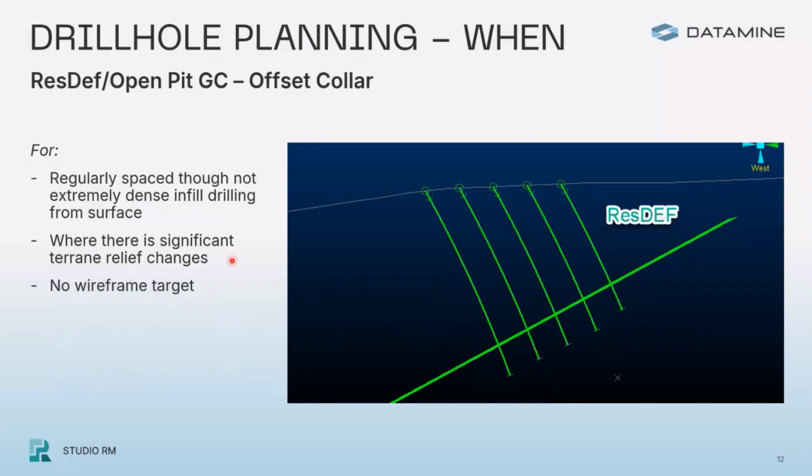Use case number 2 is ResDev or open pit GC with slightly looser spacing requirements. If there is significant terrain relief change, there is a built-in function that will automatically snap your collars to the terrain if you have a pickup or a DTM that's already available. You can do it without a wireframe target with this method.